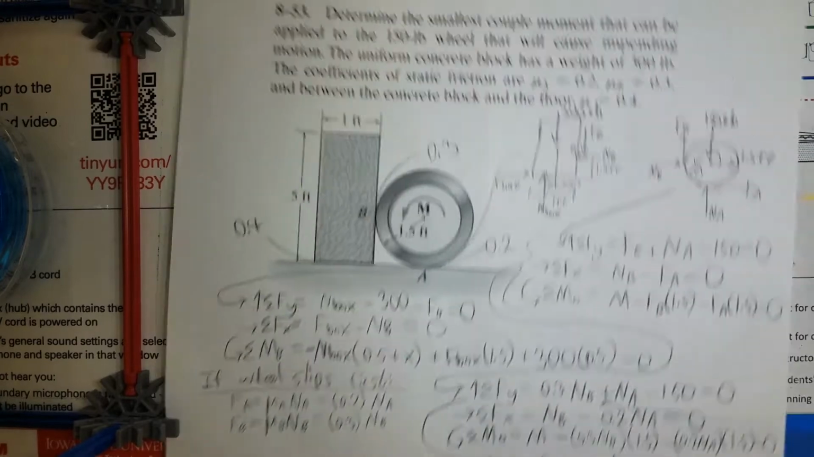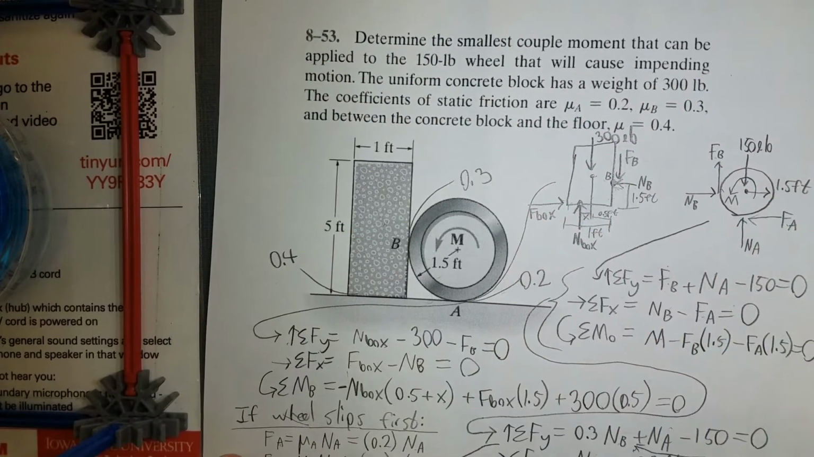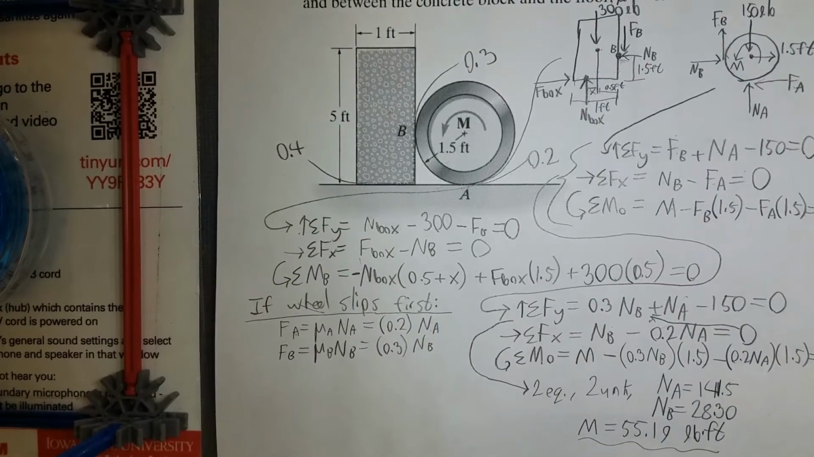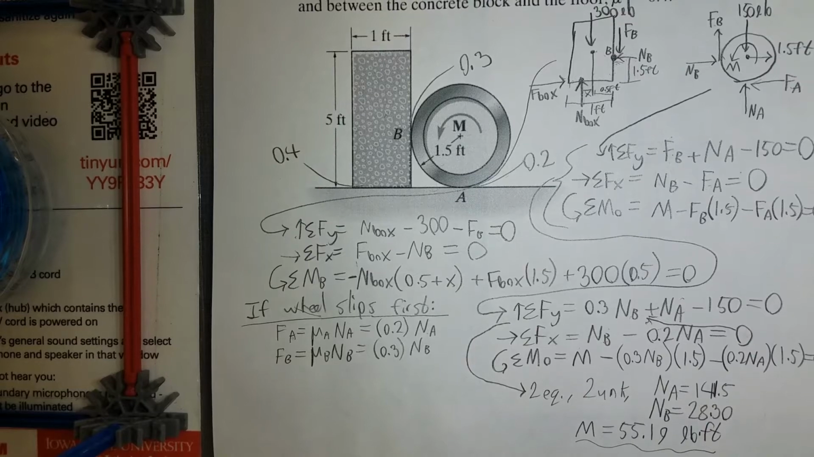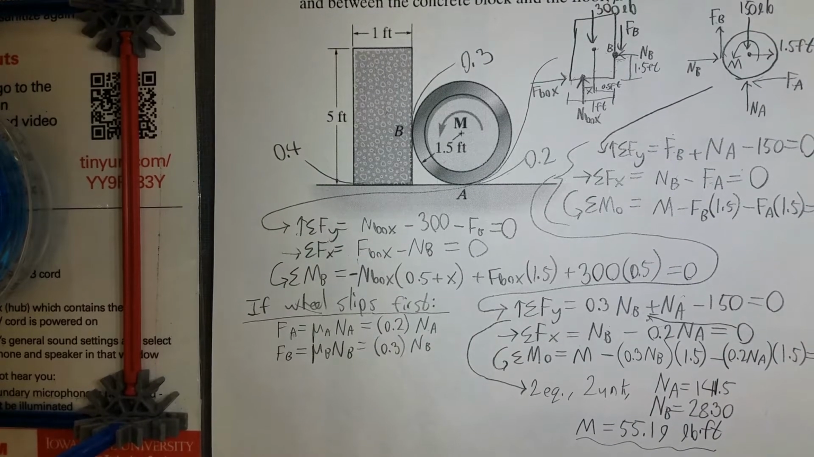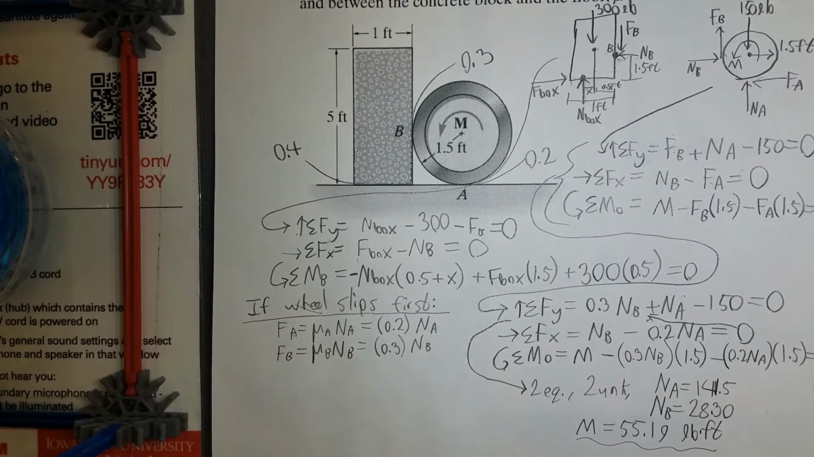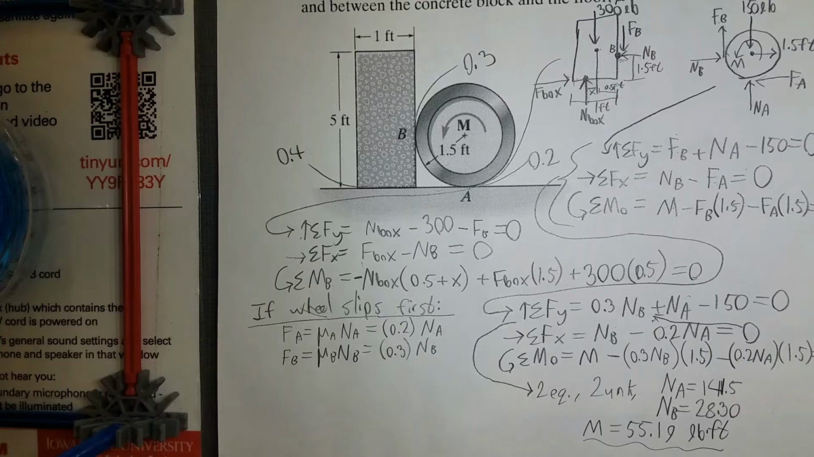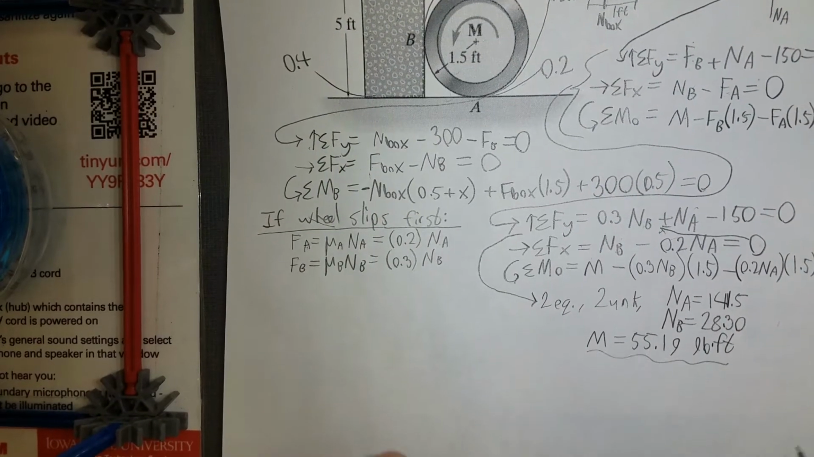And that's one of our options, because again, this question is asking for the smallest couple moment that can be applied that will cause impending motion. So this is what impending motion of just the wheel by itself looks like. So this is where we need to take a look at what our other cases are and try to see, is the moment going to be bigger or smaller in those cases. And so we're not going to look at these in the normal sense of how I normally would. I'm not going to solve for M in these. There's a couple other things that we can solve for that should show us that the moment is going to be bigger.